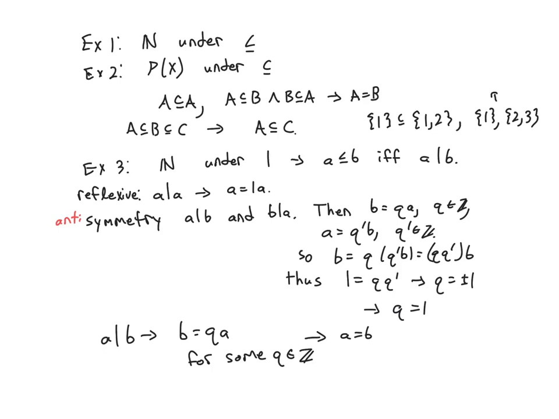We're working over an integral domain, or, well, at least if you work with integers or rational numbers, you can cancel out the b on both sides and you have 1 equals q times q prime. Because q and q prime have to be integers, it tells you q has to be plus or minus 1. And because these are positive integers, it tells you q has to be 1. But that means b is equal to a. And so we get antisymmetry.